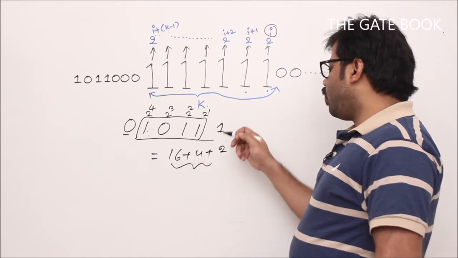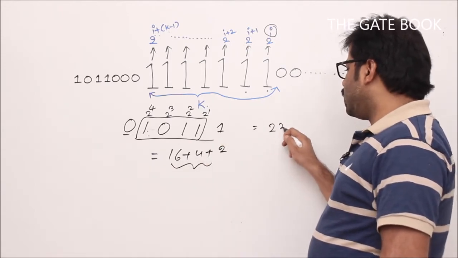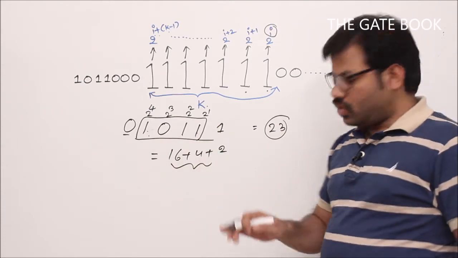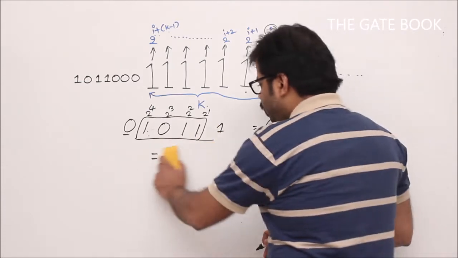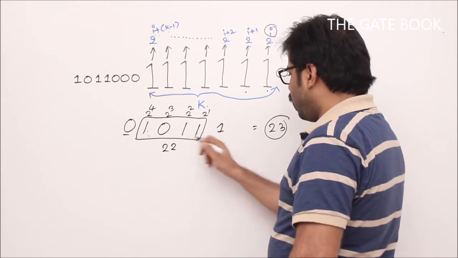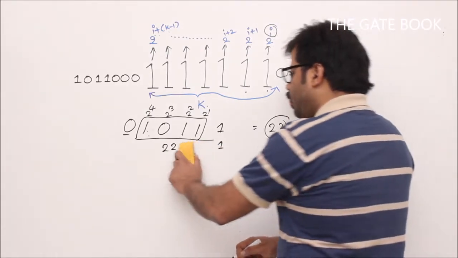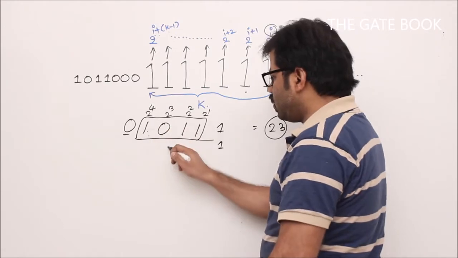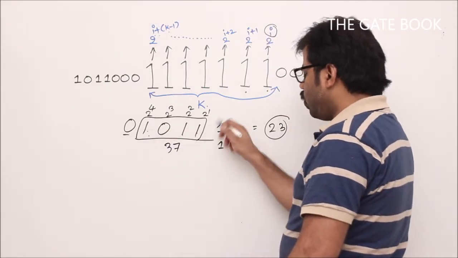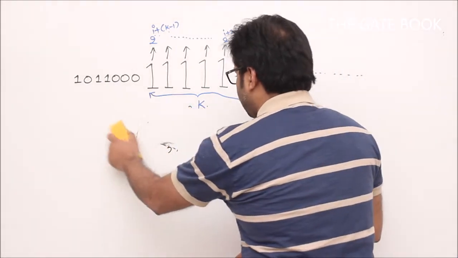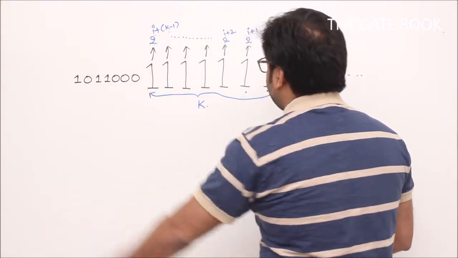So the total number is 23. What is the reason it is 23? Because this is 22 and this is 1, correct? So if this block is 22, then the overall number, with this being 1, is always 23. If this value is 37, then the total will become 38, correct? That is one important thing you should understand, though it is very easy to understand.